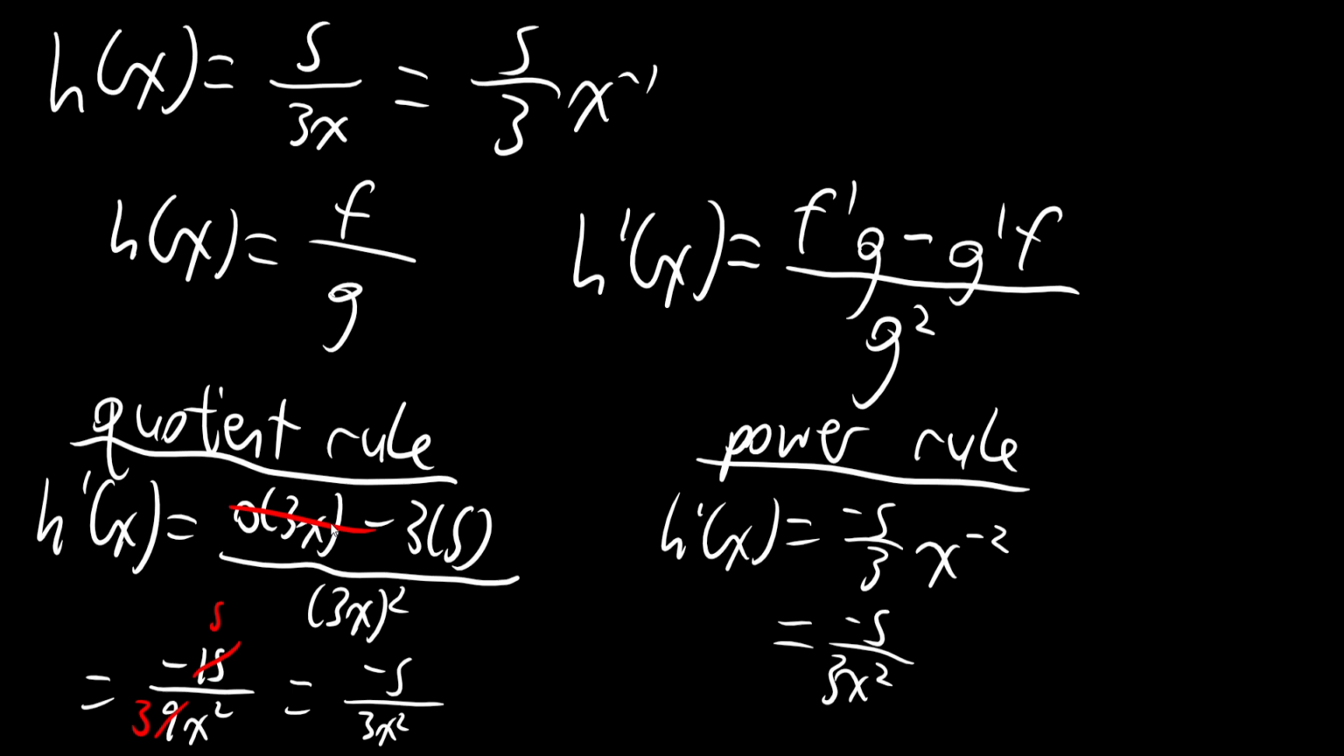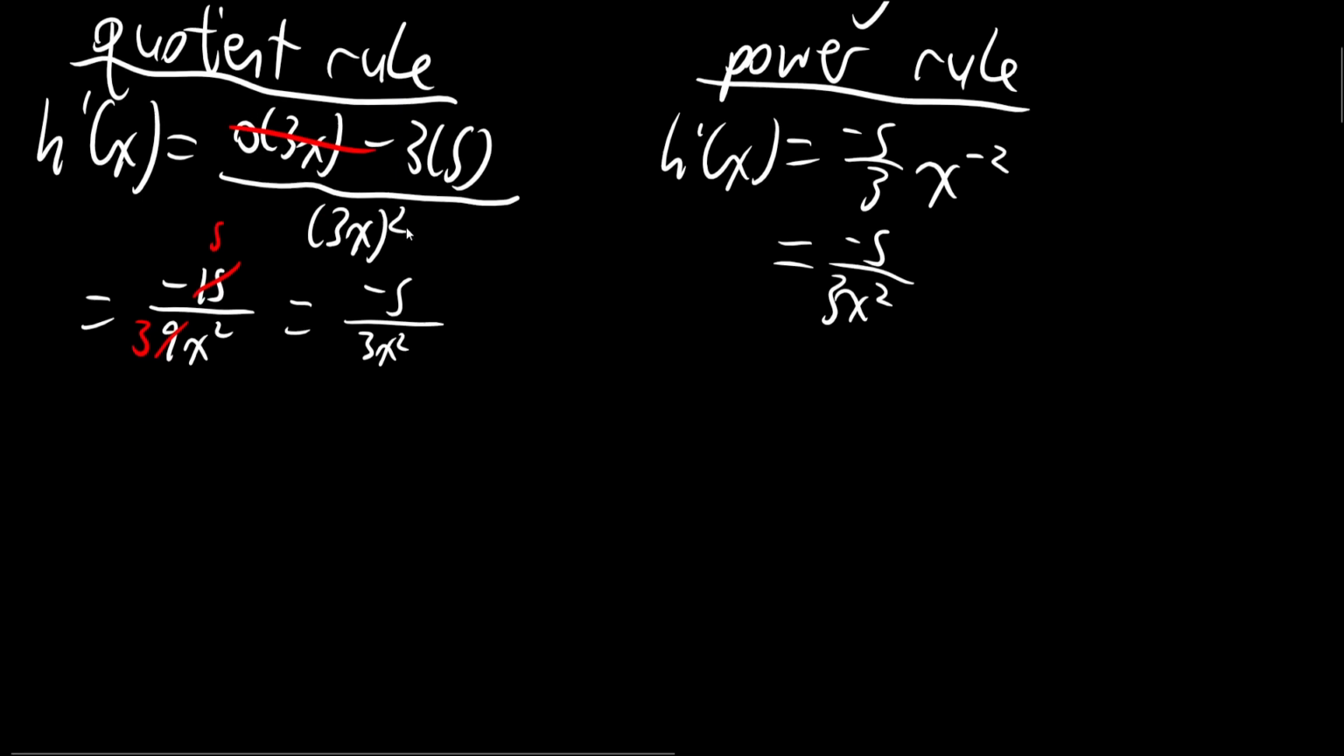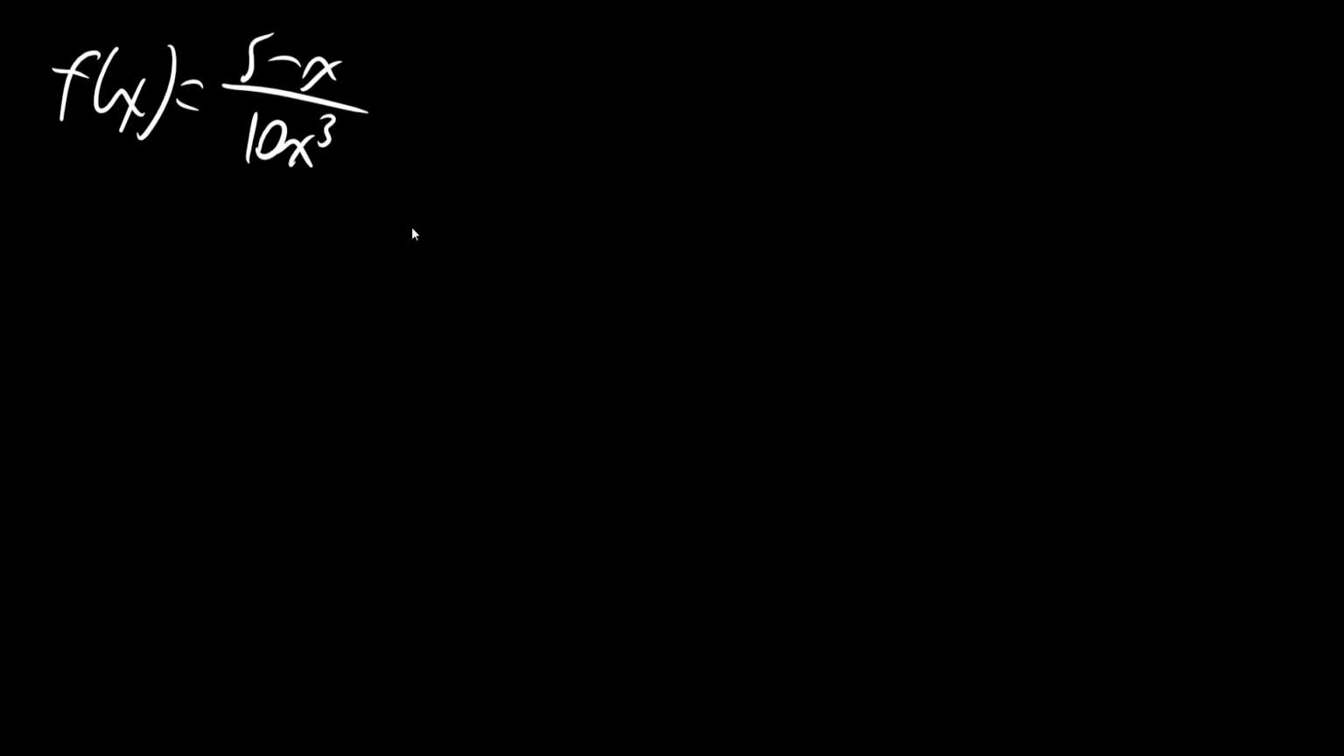If you have a simple function like this where you can use the power rule, I would go ahead and do it because the power rule is simpler. But if you have a more complicated function where you can't use it, you're just going to have to use the quotient rule. So, let's say you have another function. Let's say it's going to be 5 minus x over 10x cubed. How would you derive this?